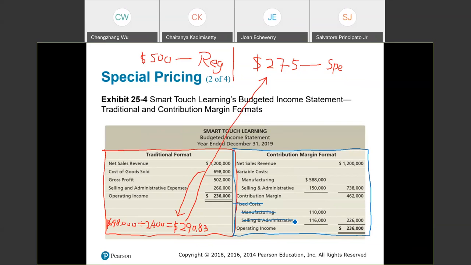And another assumption is no additional variable non-manufacturing expenses. That means no extra selling and administrative variable cost. So, regarding variable cost, this part is irrelevant. So, the only part that you need to consider is this. This is the only relevant information that you need to consider in making this business decision to reject or to accept. So using this cost, let's do a calculation here.